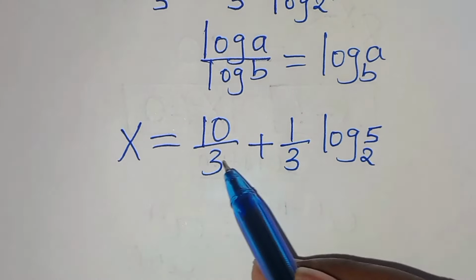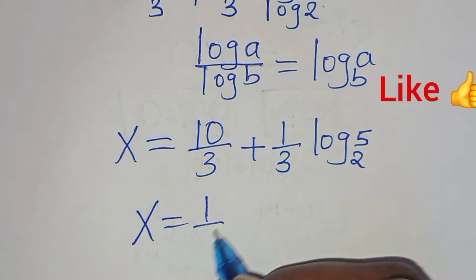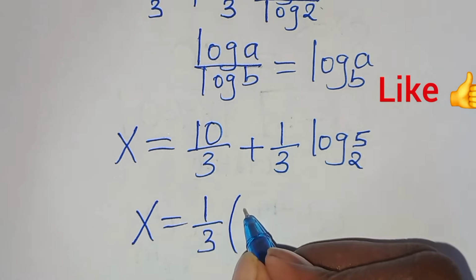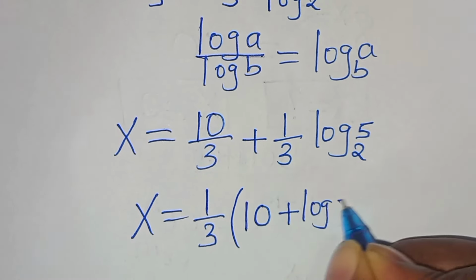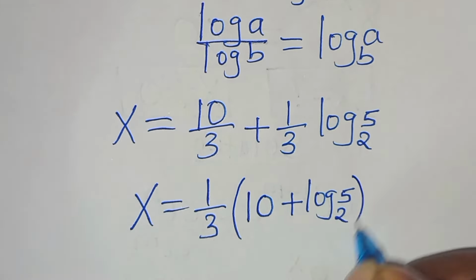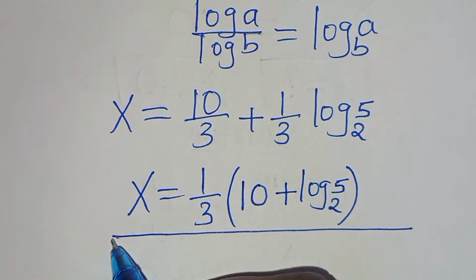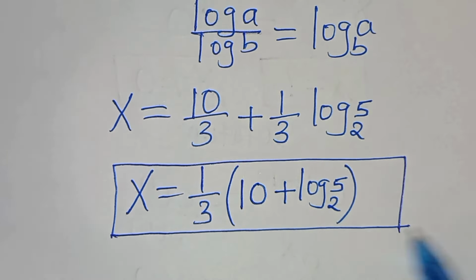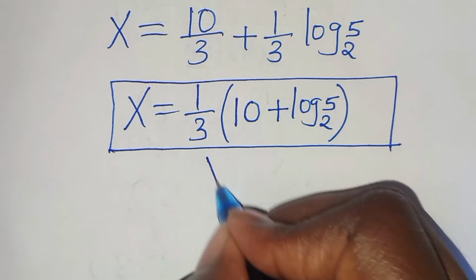And given that a third is common here, we can express x as 1 over 3 into the parentheses, 10 plus log 5 to base 2. And this is the value of x. So the next step from here is to verify that this value of x satisfies the equation.